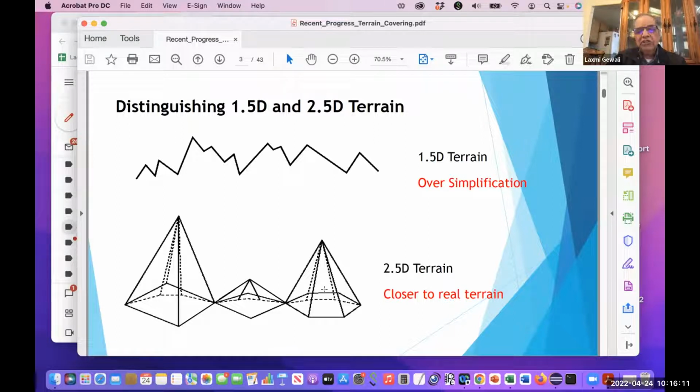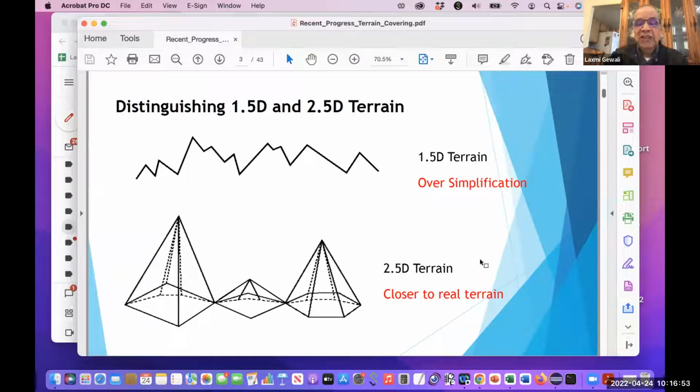And many algorithms that have been developed on these things are very hard. In fact, they have been proved to be intractable. That is a term used in computer science, NP-hard or intractable. That means nobody will be able to find an optimal solution. So they go for approximate solutions, and they also try to simplify the model. If we make an intersection with a vertical plane, then we get this kind of thing. This is called 1.5D terrain, which is an oversimplification of the real terrain, that is 2.5D terrain.